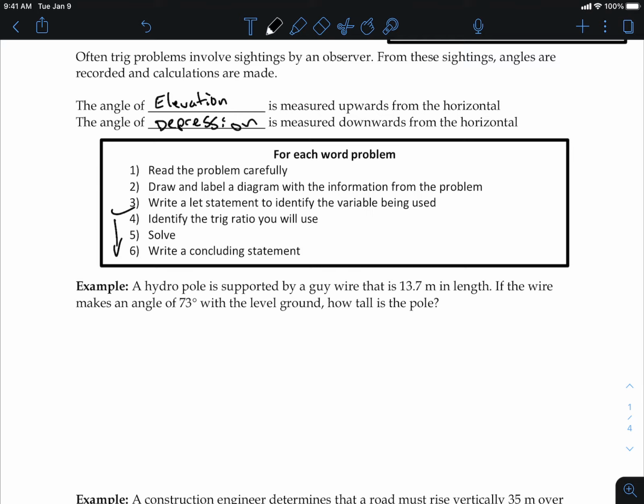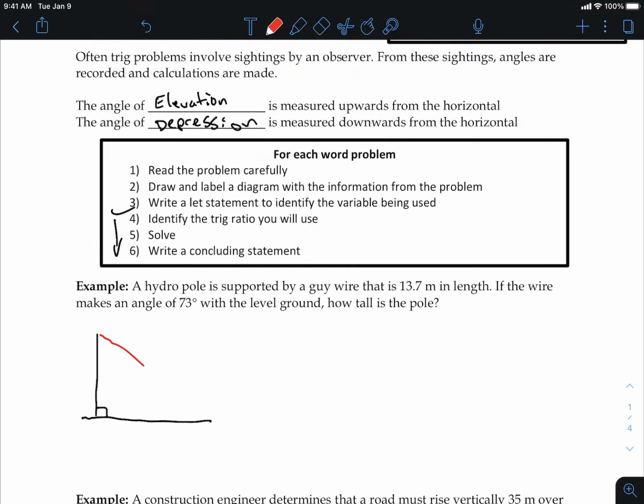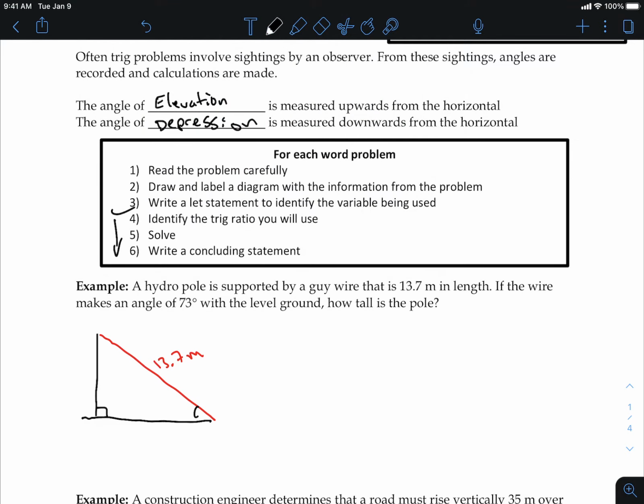So, I'm going to draw the telephone pole, or this hydro pole, and it meets the ground at 90 degrees. It's supported by a wire 13.7 meters in length. Then it tells us the angle that the wire meets the ground at is 73 degrees. That's your picture. That looks like a question from this morning already.